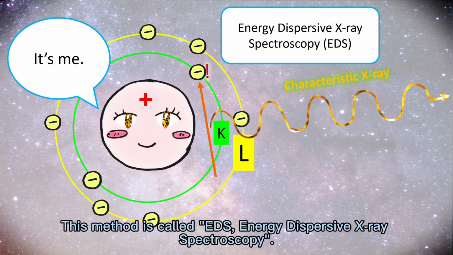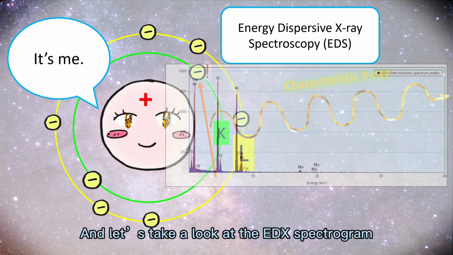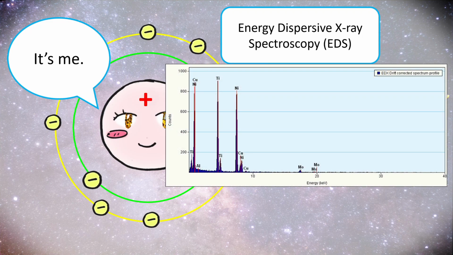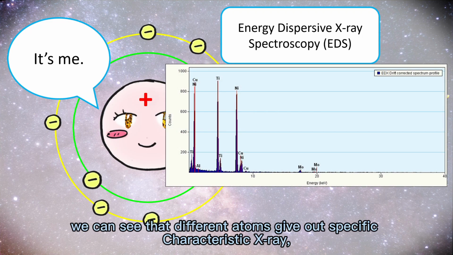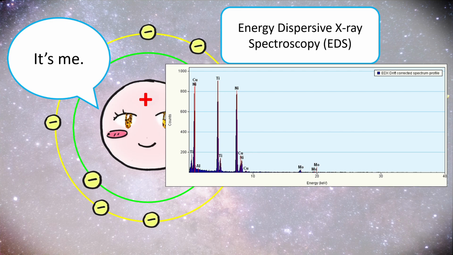This method is called EDS, Energy Dispersive X-ray Spectroscopy. And let's take a look at the EDX spectrogram. We can see that different atoms give out specific characteristic X-rays. That's how the atoms are identified.